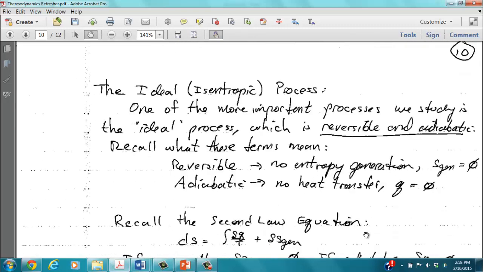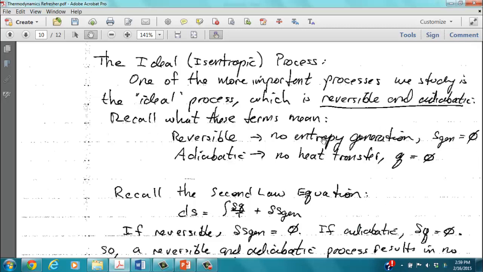Okay, now we have the last process that we want to talk about, which is what we call the ideal or the isentropic process. This is a really important process for us in IC engines because it helps us establish the ideal extents with which our thermodynamic cycles will operate. The way that we define the ideal process is one which is reversible and adiabatic. You're going to hear these terms a lot this semester.